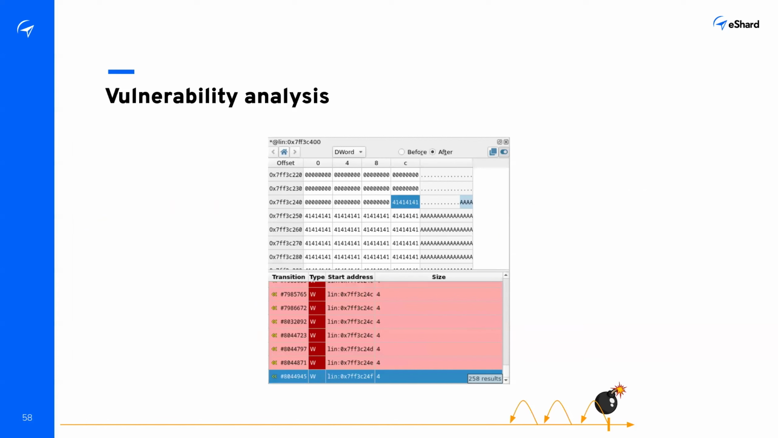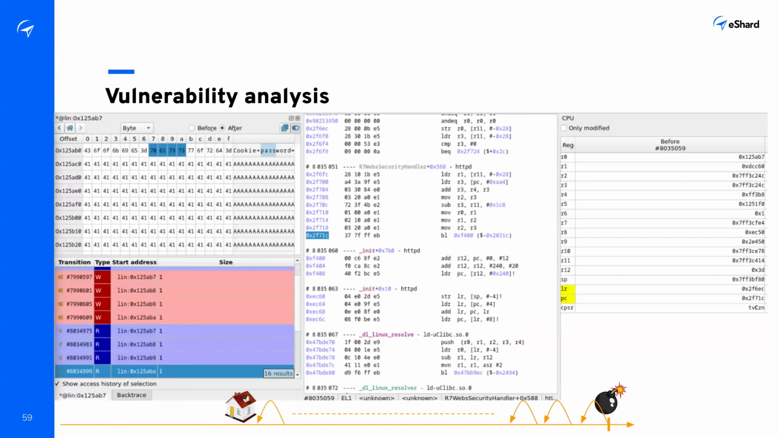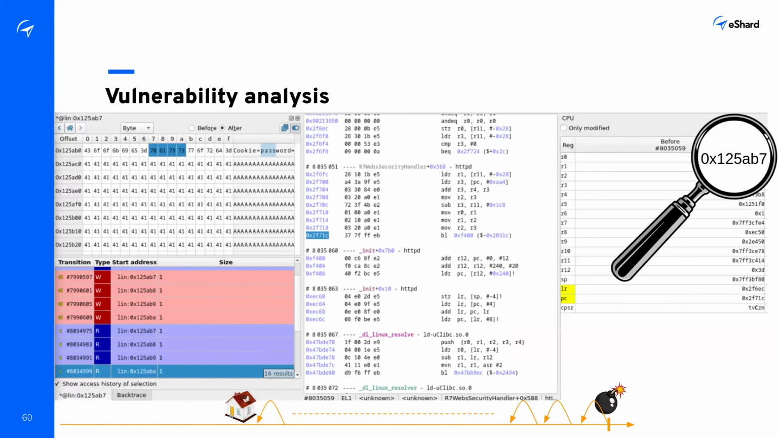And on the stack, we can see a very large buffer of A's. And we leverage the access history, go back to the last time there was a write at that address, and that will allow us to see who wrote and what caused that write at that place. Essentially, this is the last time there was a write.